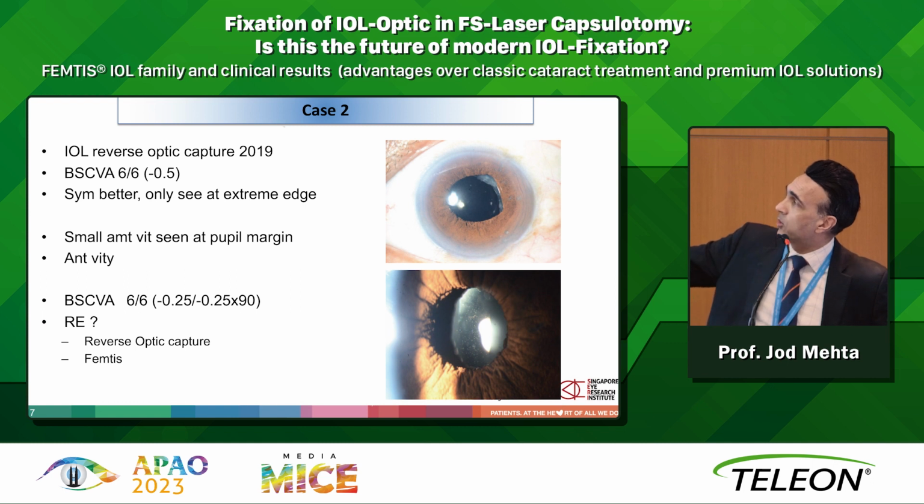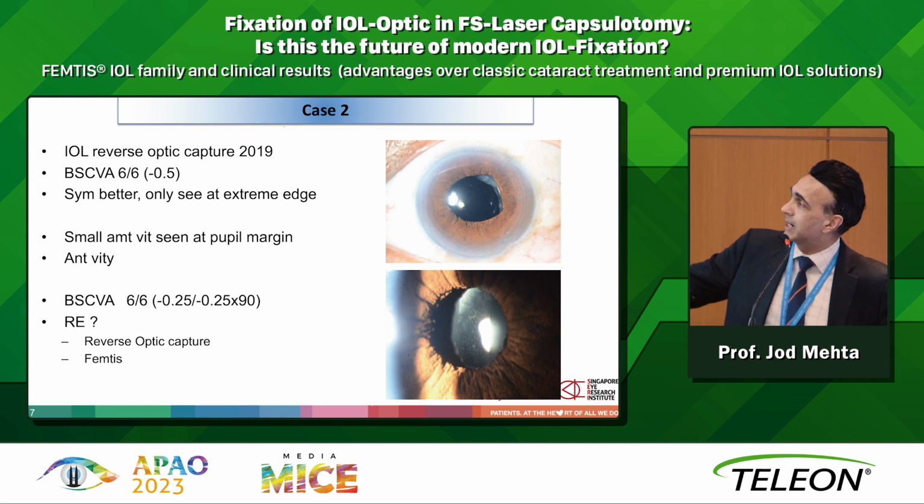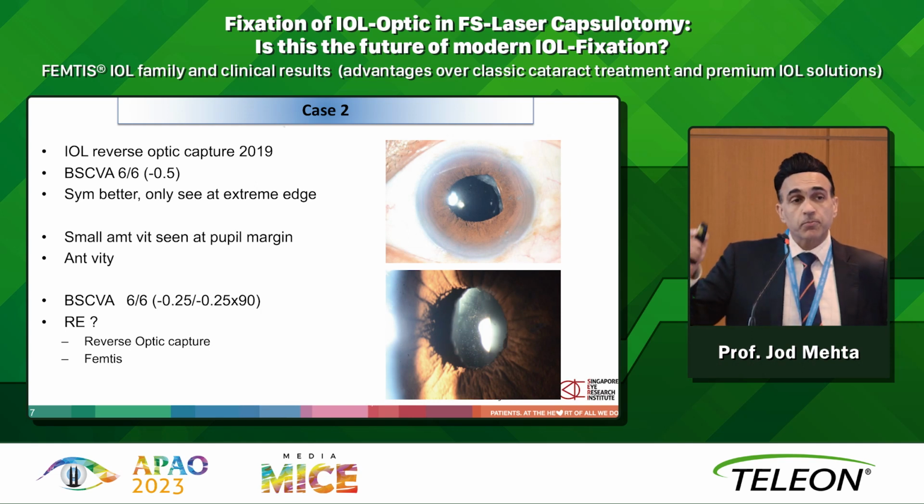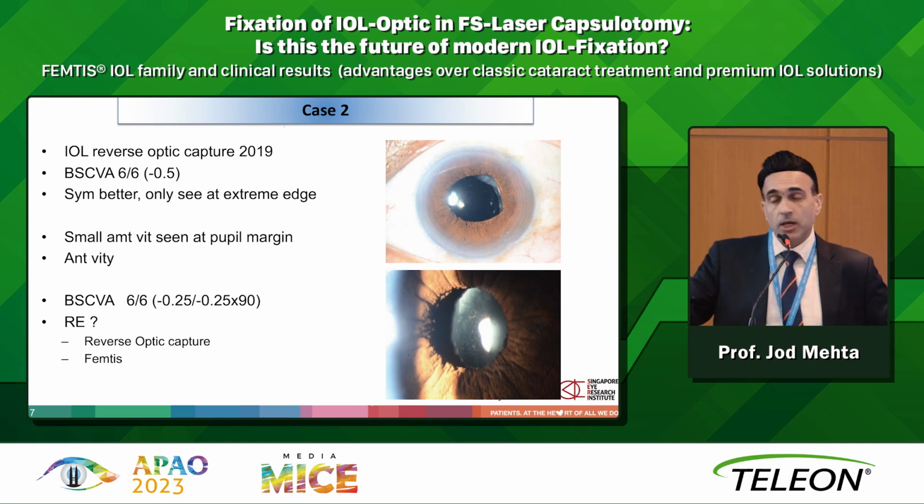So it came out quite easily, but he had a little bit of vitreous around the anterior edge, which I then took him back and I had to do a small anterior vitrectomy and clean that up. And his visual acuity improved on this side. And then we are left with, he said, okay, Jod, so what are you going to do on the other side now? And if you look in the literature, your options are to do a reverse optic capture as a primary procedure, which you can certainly do.